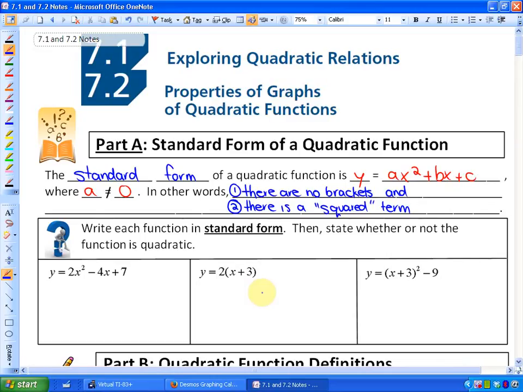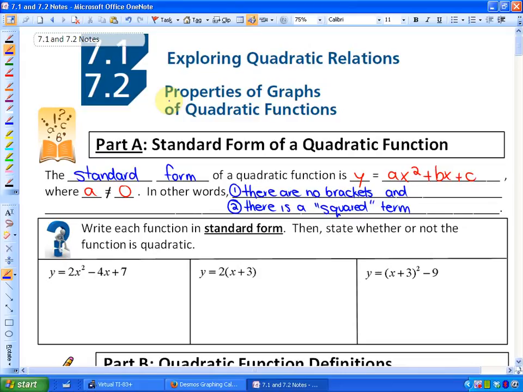In this lesson, we are going to be beginning the exploration of quadratic relations, which are also quadratic functions, and we're going to be looking at the relationship of them and what they look like. Some previous experience that you may have is linear relationships. We have graphed lines before, but what we're going to look at in this particular unit is graphing quadratic functions.